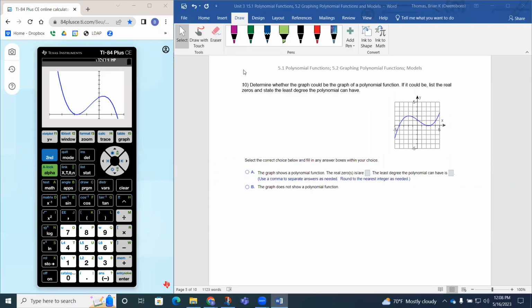So question 10 says, determine whether the graph could be a graph of a polynomial function. If it could be, list the real zeros and state the least degree that the polynomial can have. One thing about a polynomial function is that it is continuous. So one thing we can say is a polynomial function is continuous.